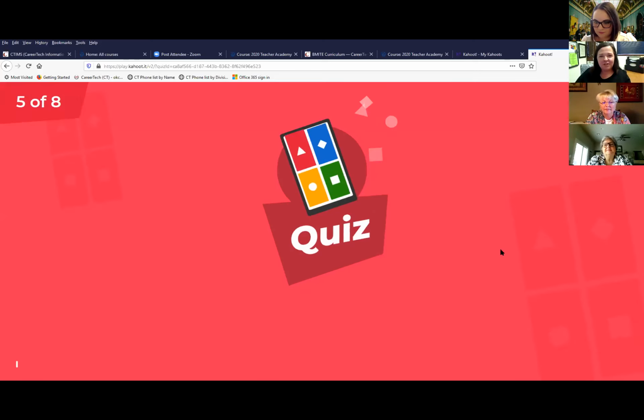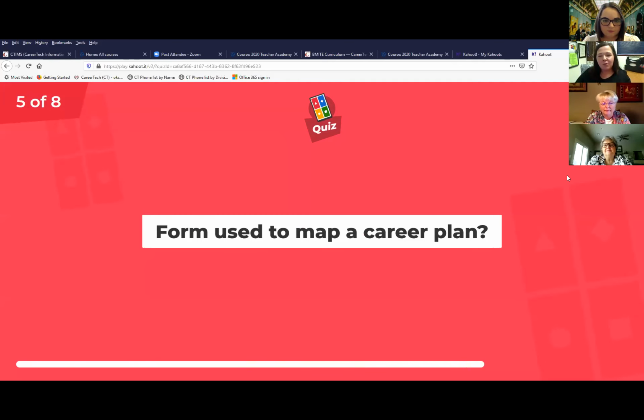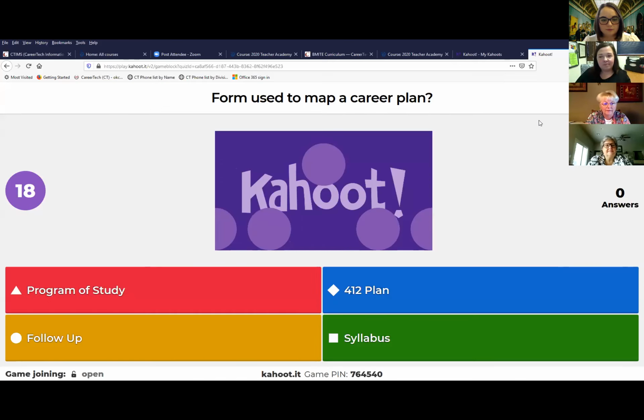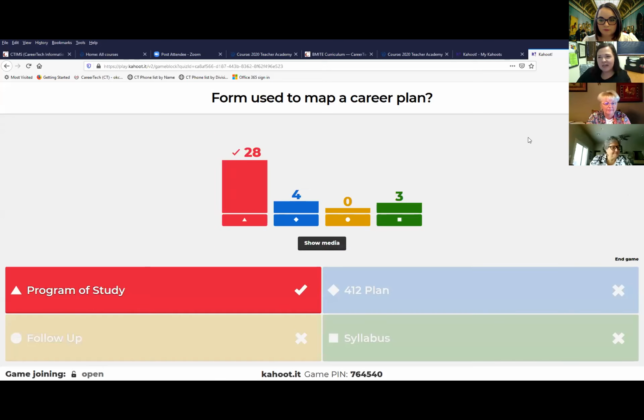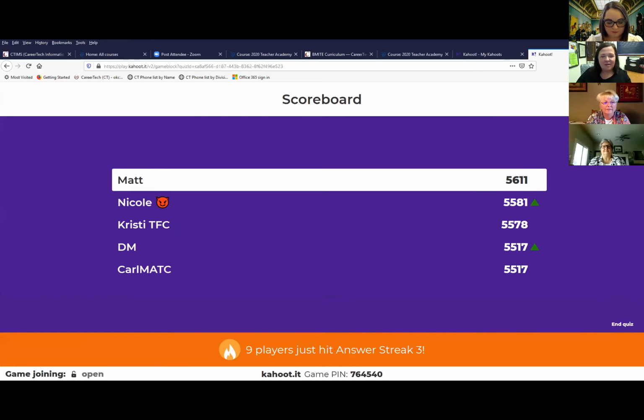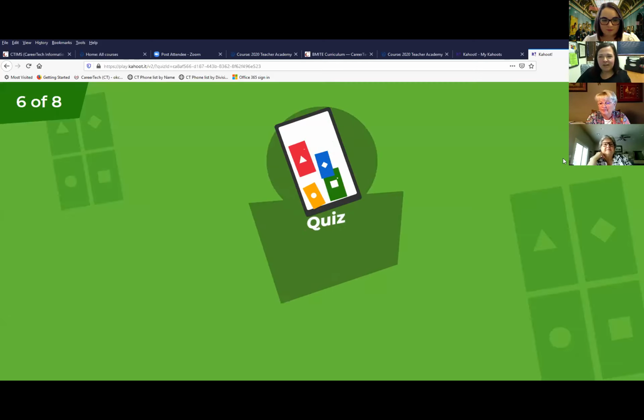Okay, here we go. Question number 5, the form used to map a career plan. Dun, dun, dun, program of study. And I probably should have the music playing so you don't have to hear me give you the sound effects. Oh man, Nicole's coming up behind. 9 players just hit answer streak 3.